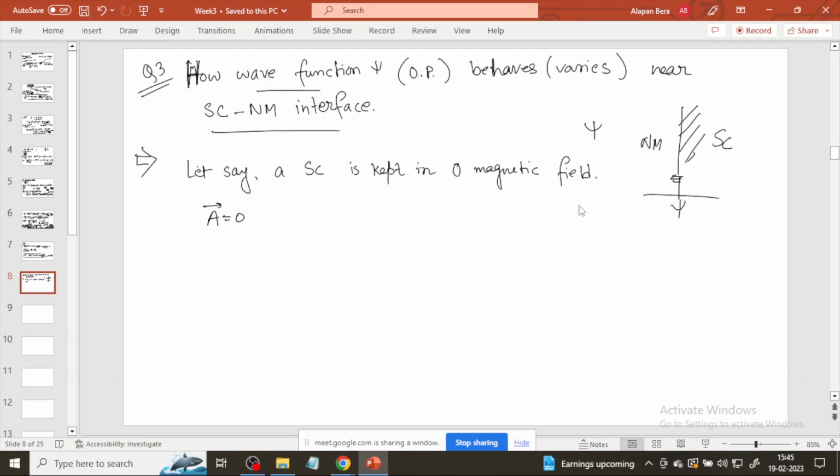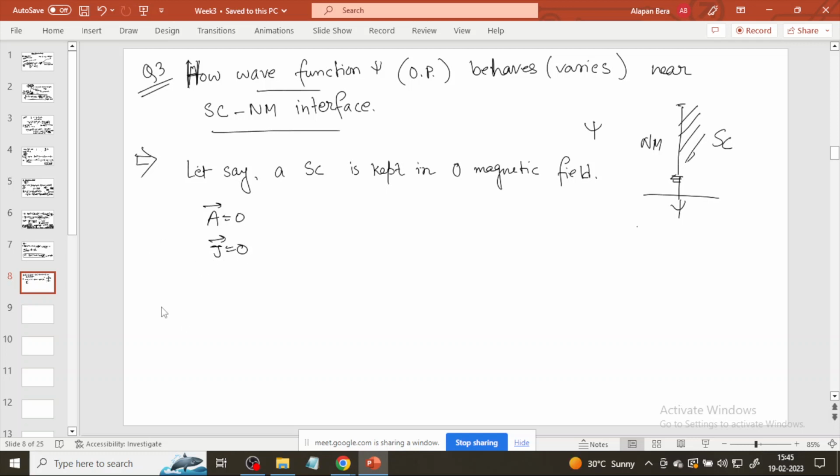Okay, so in absence of any magnetic field, of course the charge density or current density inside the superconductor will be zero, because only the magnetic field induces current density in the superconductor normal interface. So when there is no external magnetic field, the current density J will also be zero.